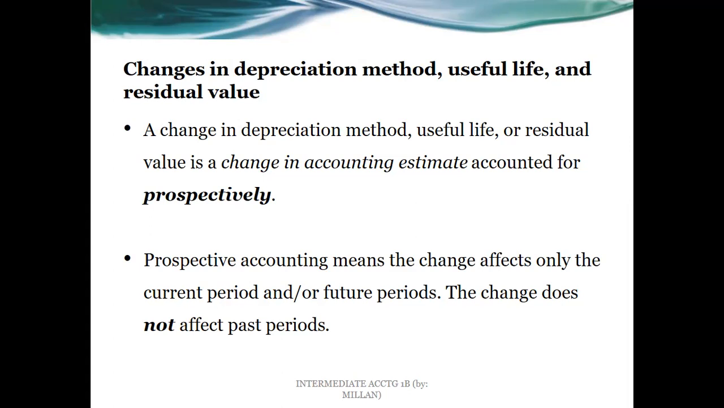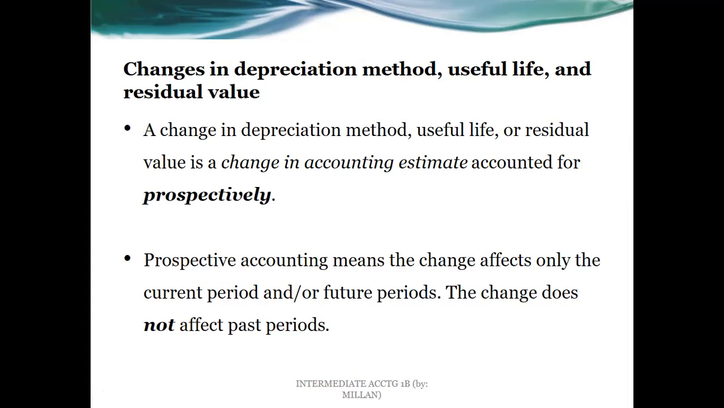And the change is accounted for prospectively, meaning it will benefit current and future accounting periods. As explained in the next point, prospective accounting means the change affects only the current period and our future periods. The change does not affect the past. Otherwise, we call that retroactive or retrospective application. Again, we'll account for the three prospectively. So whatever is the remaining balance of the property, plant, and equipment, that is what we are going to use to account for the changes.